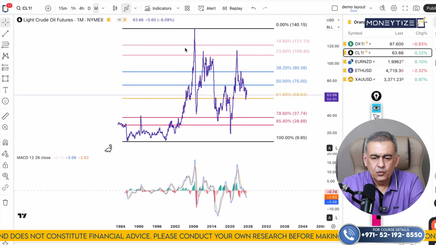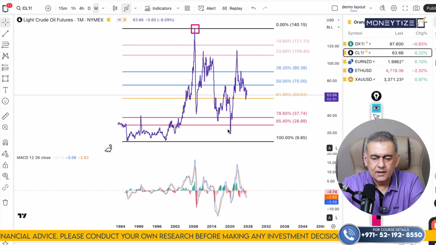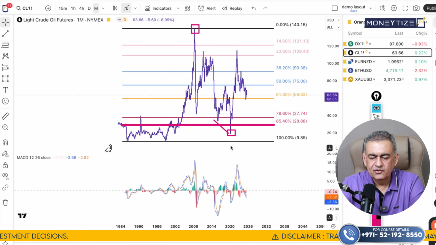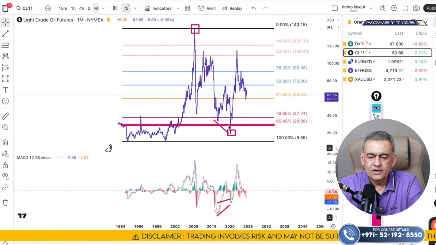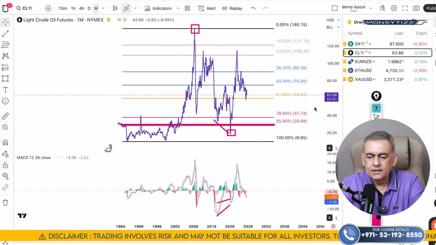And from the highest point, we got the corrective move downward, and we got a false break below the most important Fib zone, that is 78 to 85.4, and this comes with bullish divergence. So here we have lower low formation and we have higher low formation on MACD, which means sellers were done, they were exhausted, and then buyers took over the control and they have completed the breakout structure.